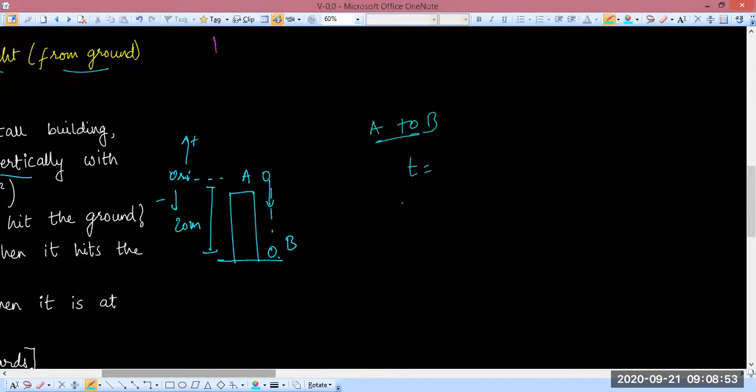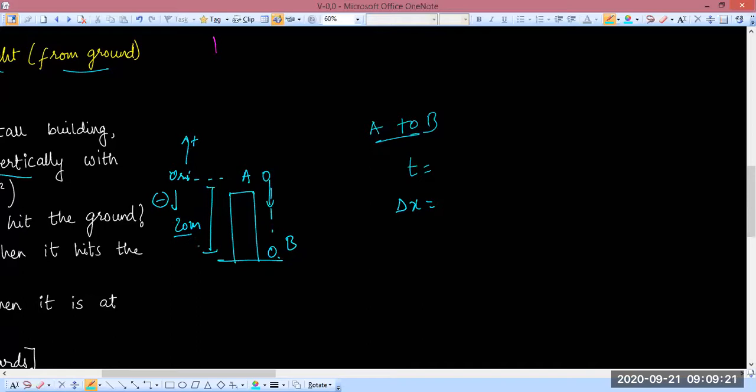Do we know the displacement from A to B? Can you write the displacement, please? Very good. Minus 20 meters. If you have taken downwards negative, then minus 20.